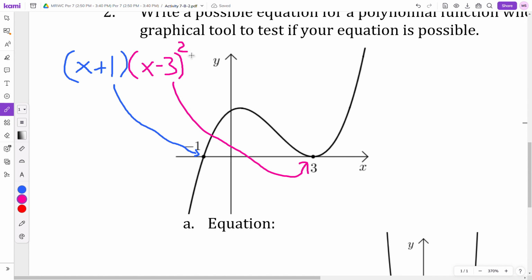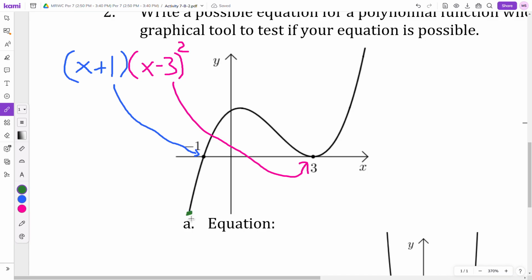Excellent. Well done, guys. Yes, you square it. And is this graph positive or negative? Okay, do you want to know the trick? There's a cool trick that I want to show you guys. How can you tell if it's positive or negative just by looking at the graph?